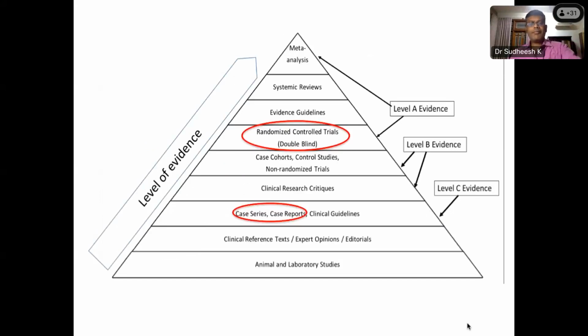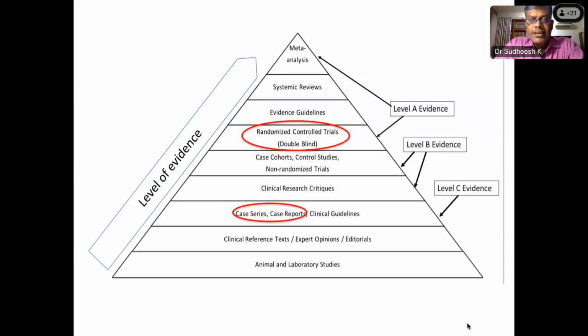Once you consider the level of evidence, the strength of evidence, this is a pyramid where you see the meta-analysis and systematic reviews take the topmost position. That means they are the highest quality evidence, and they are considered level A evidence. From meta-analysis down to the randomized control trial, they are considered level A evidence. That means whatever results are obtained from there are considered to be of very good quality evidence.